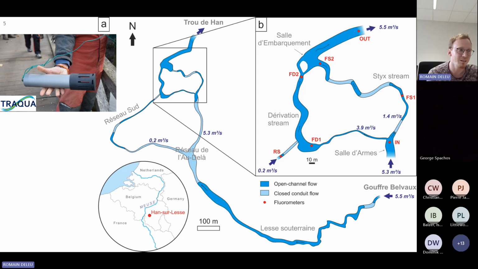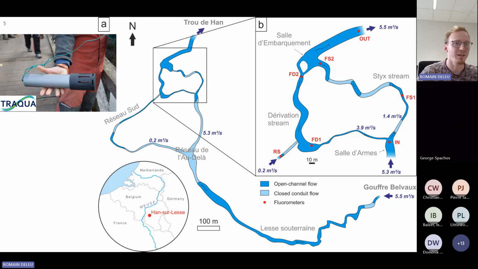And the day we did the tracer test, there was 5.5 cubic meters per second of flow rate. Later, inside the cave, there is a first diffluence where Réseau Sud, a small portion of the water, goes into the Réseau Sud network. There is 0.2 cubic meters per second, but the rest, the majority of the flow, 5.3 cubic meters per second, continues in the main channel.